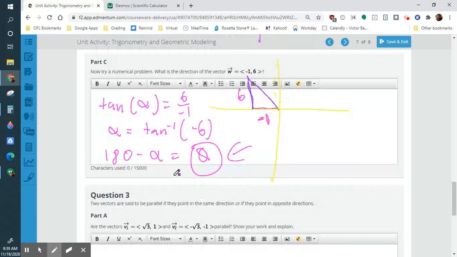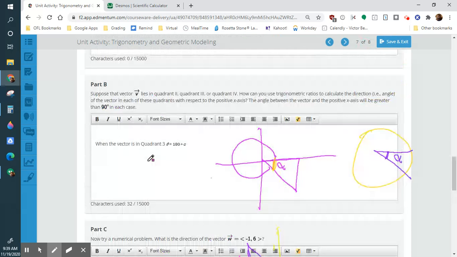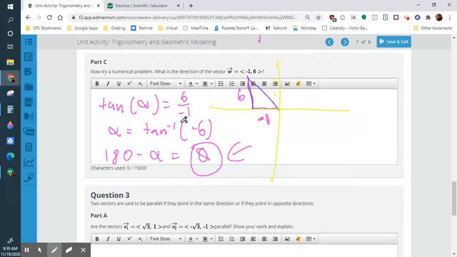All right. So that's how you do these. You have to make up the rules here. Once you have the rules, it's going to help you in part C.